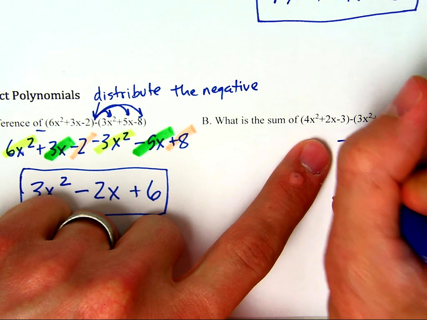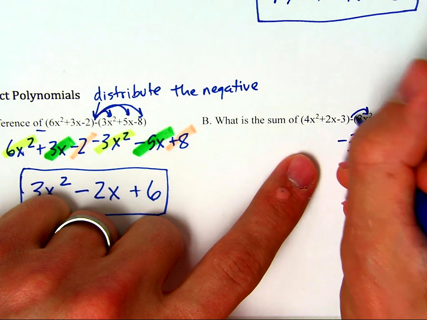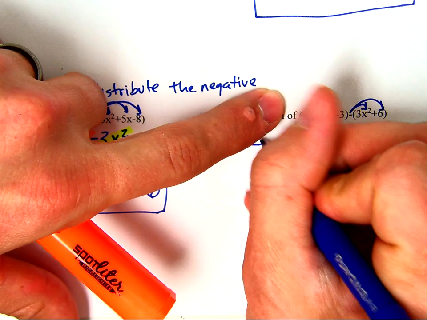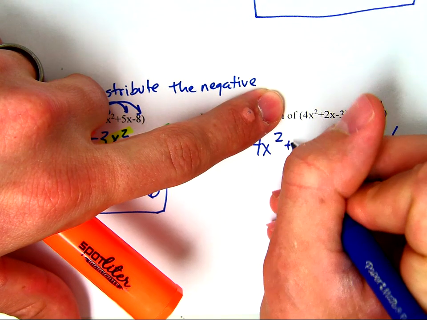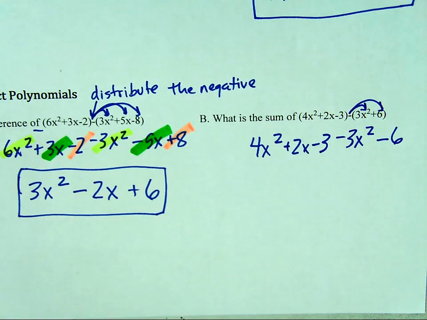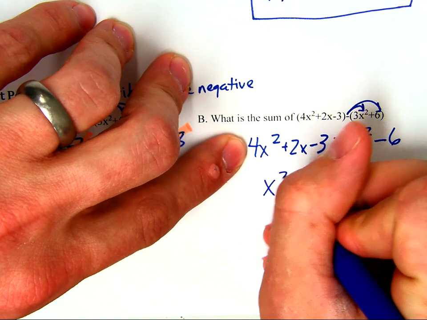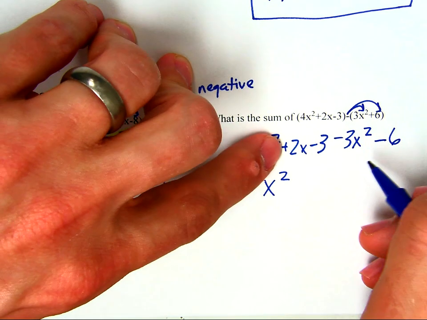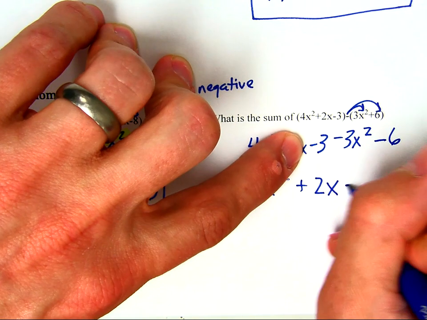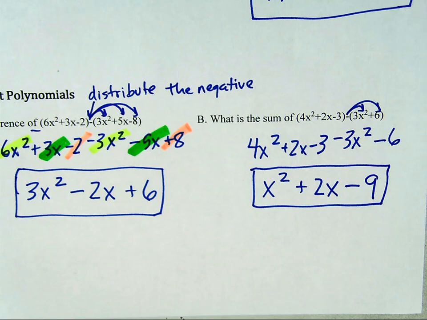Let's take a look at one more of these. The second one has the negative. So this becomes a negative 3x squared minus 6, like that. The first one doesn't have anything outside the parentheses, so we drop it. And then we combine like terms. So my 4x squared minus 3x squared becomes x squared. 2x, that's the only 2x. Negative 3, negative 6 is negative 9.